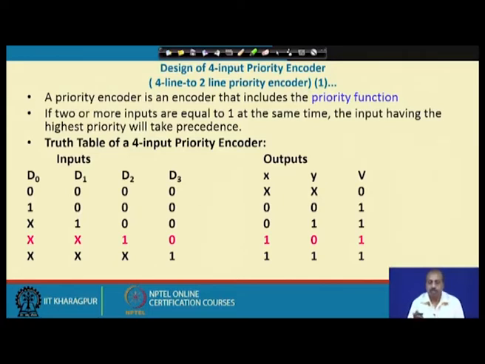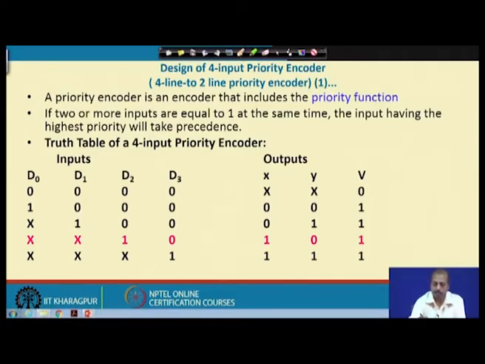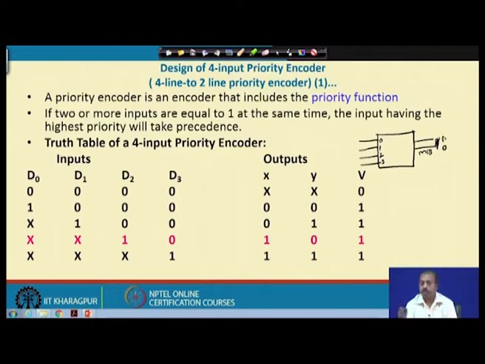What I mean is that suppose I have a block like this, and it has 4 inputs and 2 outputs. This is an encoder, and these are the lines 0, 1, 2, 3. If line 1 is active and 0, 2, 3 are inactive, then the output should be 0, 1, taking the lower one as the MSB. That will identify the input which is equal to 1.